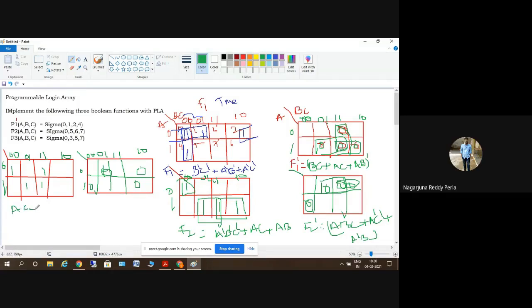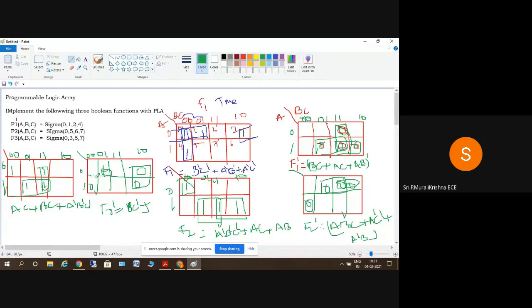plus BC. So this is BC. Yeah, BC. Correct, this is AC, BC plus A bar B bar C bar. Okay, and what is the other term here? So F3 complement is equal to this two, it will give A bar C bar. Yeah. So sorry, B C bar.